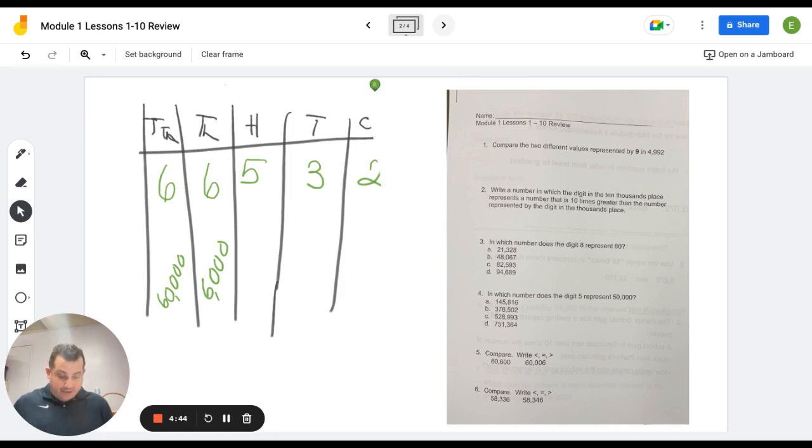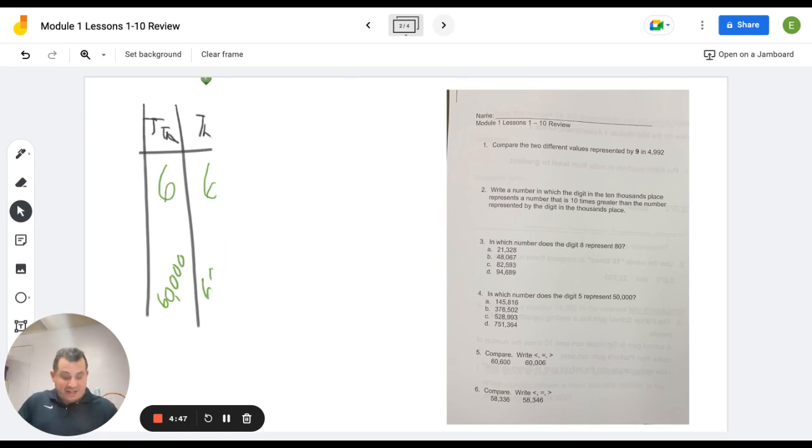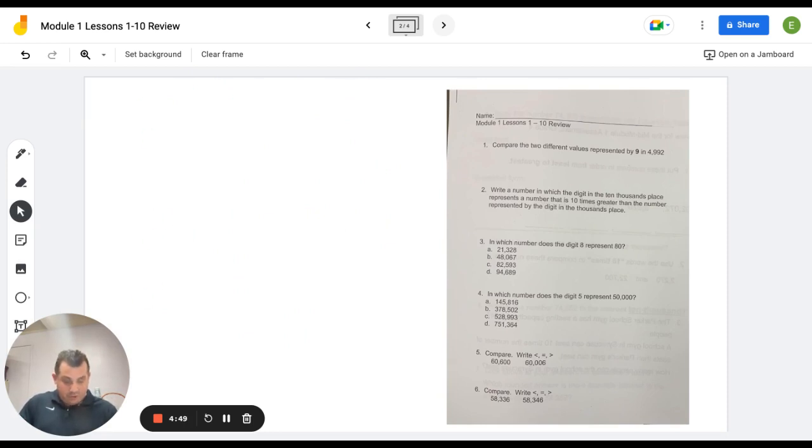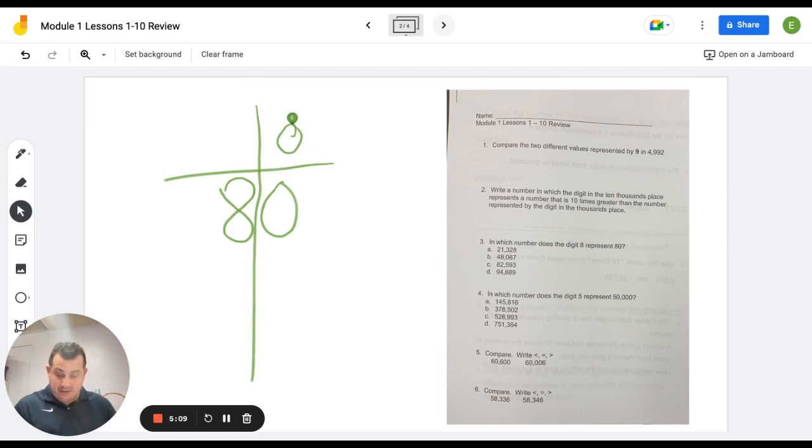You will see number 3 here. In which number does the digit 8 represent 80? So you have to go through your 4 choices and say, in which number does the digit 8 represent 80? So if I have 80, I know that 8 is going to be in the tens place. That's in the ones place. That is in the tens place. So I know that's the second digit from the right.